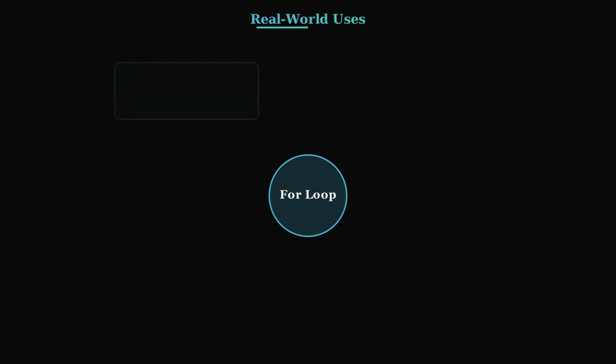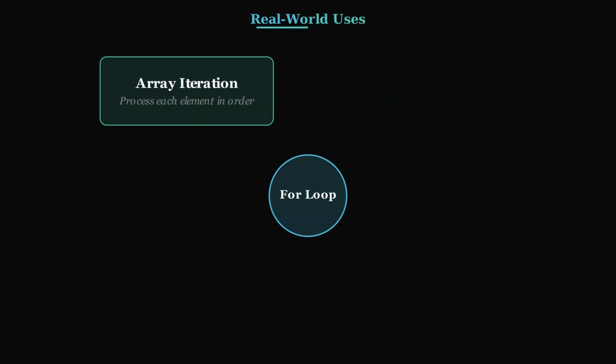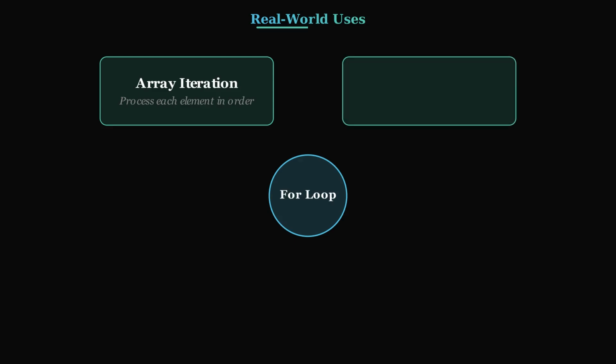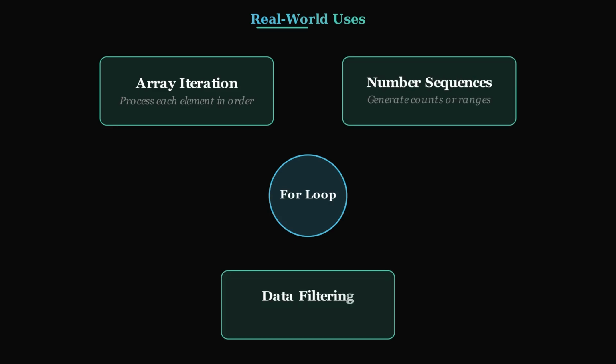How is for loop used in the real world? Array iteration. Process each element in order. Number sequences. Generate counts or ranges. Data filtering. Find matching items in list. For loop powers all these applications. Let's see the problem it solves.